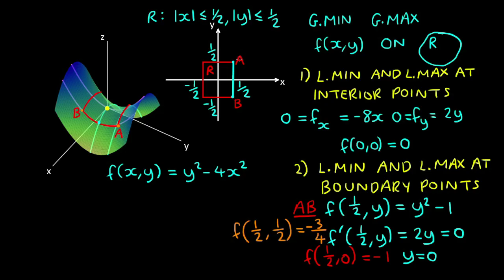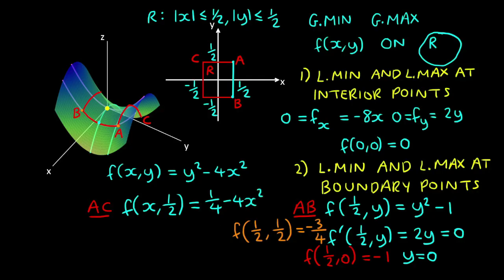And now if we cover the boundary line from A to C, so that would cut a curve in this surface from A to C. We have the function where x is variable and the y coordinate is fixed at 1/2. So this evaluates to 1/4 minus 4x squared.